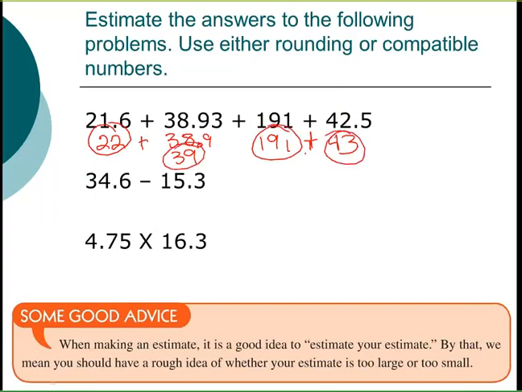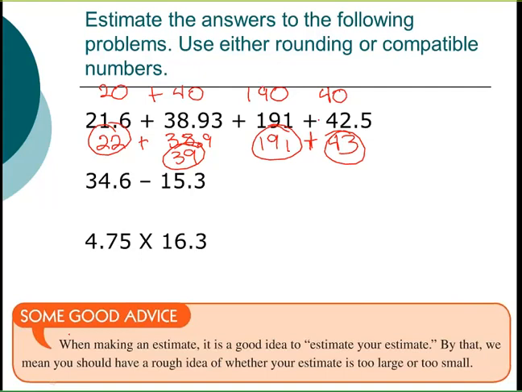And if I was using compatible numbers, I would probably just make this 20. I'd make this 40. I'd make this 190 or even 200. And then I would make this one 40. So it's just number chunking and seeing what answer you get. Depending on which way you do it, you're going to get different actual answers and different estimates.